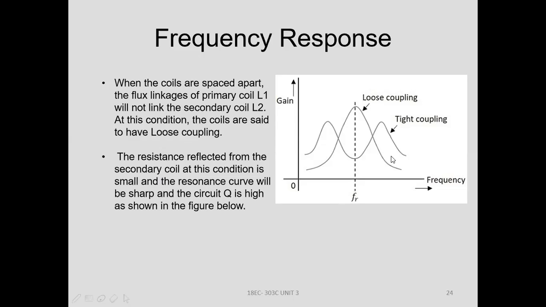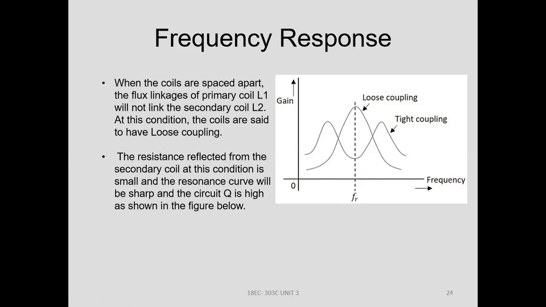For loose coupling, the frequency response will be like this due to the low resistance. In loose coupling, the resistance of the secondary coil is small. With this, the Q is high, and the gain will be maximum at the resonant frequency.